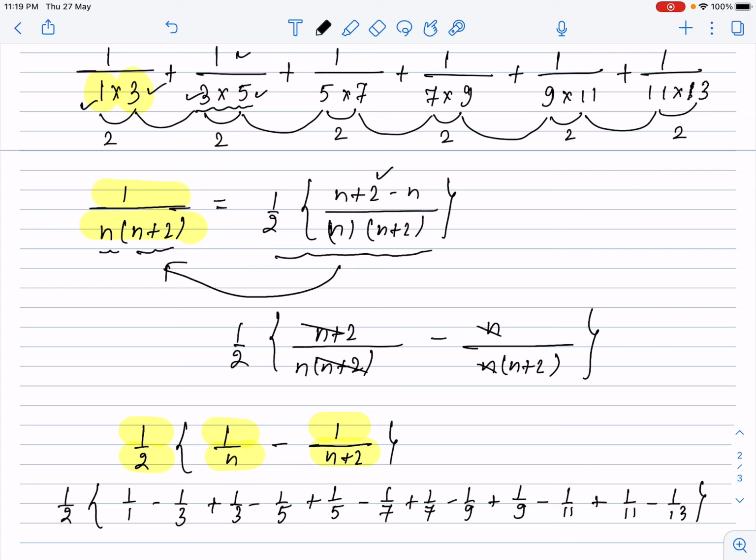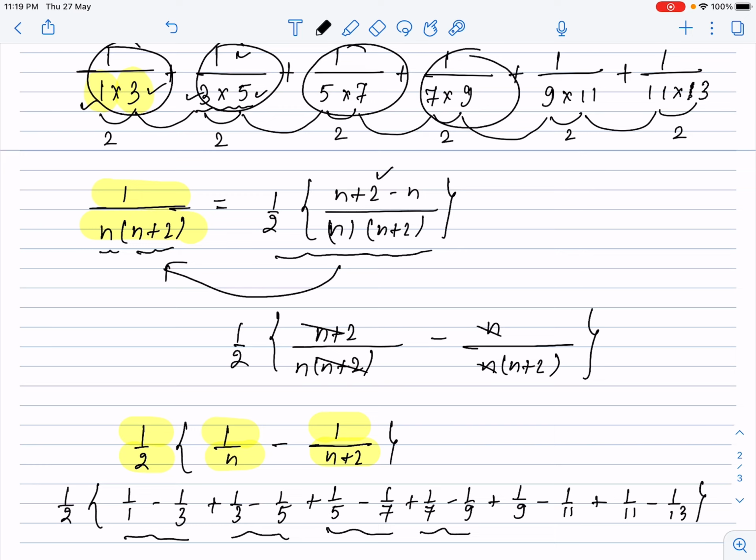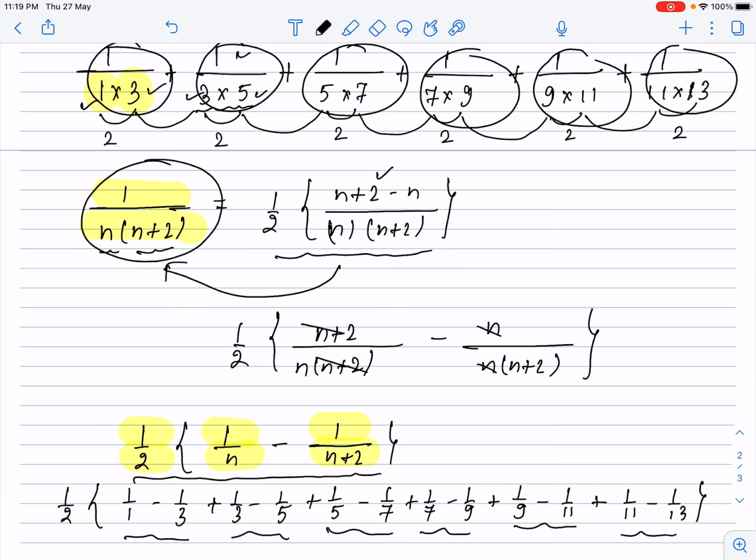Wow, that's great. These two terms correspond to this fraction, and likewise each pair of terms corresponds to each of the original fractions over here. I am writing each one by using this form. Hope you guys would have got my point.